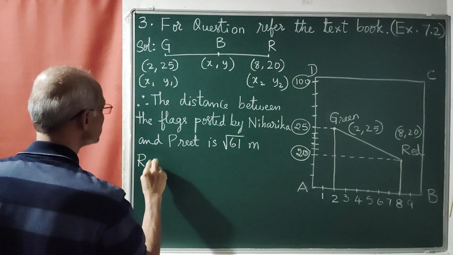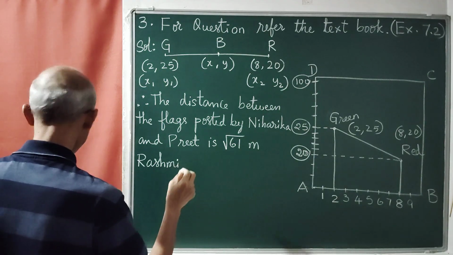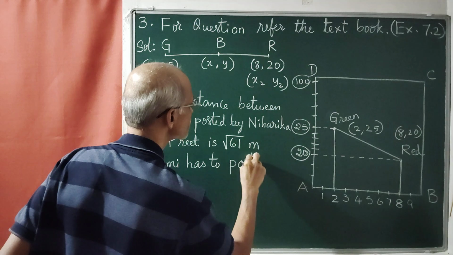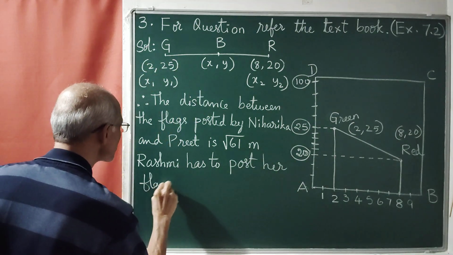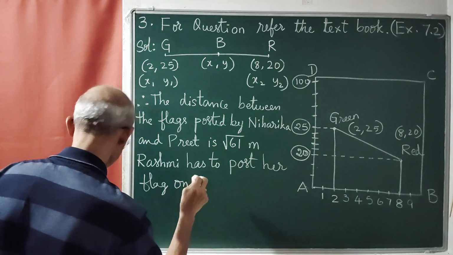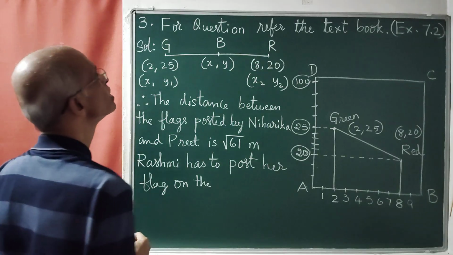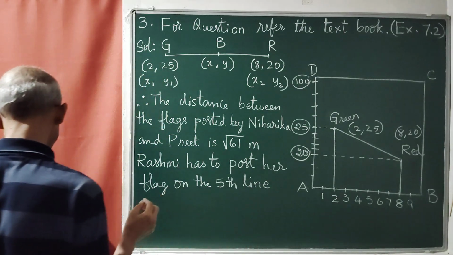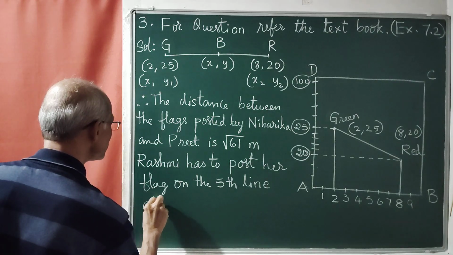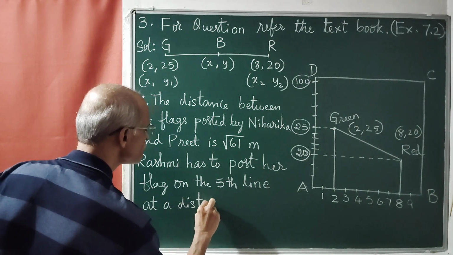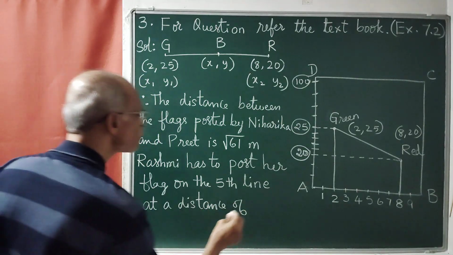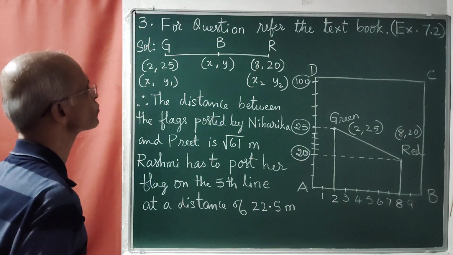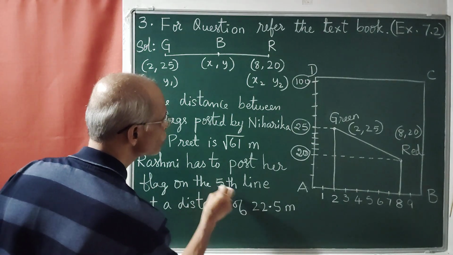Now Rashmi has to post her flag on the fifth line, at a distance of 22.5 meters, because the coordinates of x and y were 5 and 22.5.